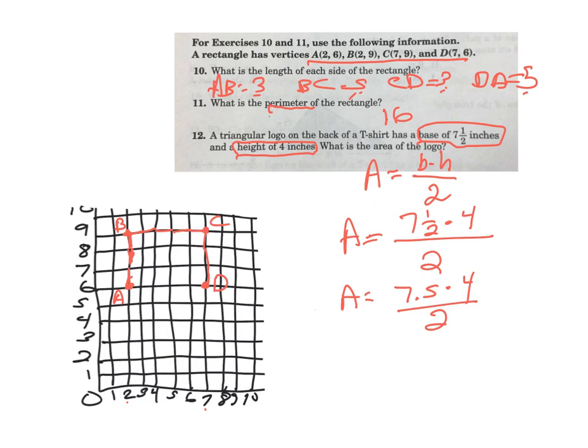All right, 7.5 times 4 equals 30, divided by 2. And I know 30 divided by 2 is 15. So it's 15 inches, and it is the area. So it's 15 inches squared. Okay.